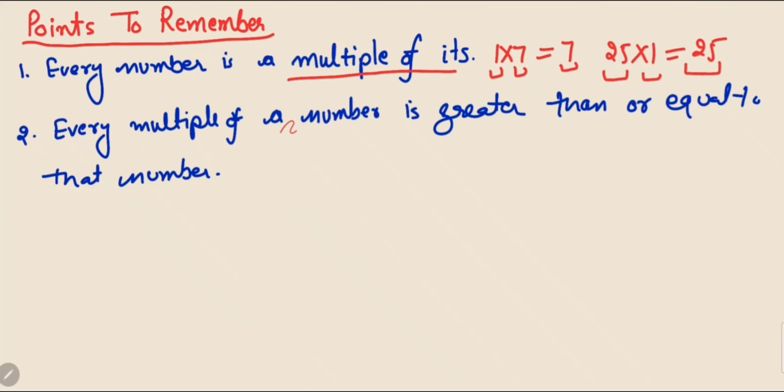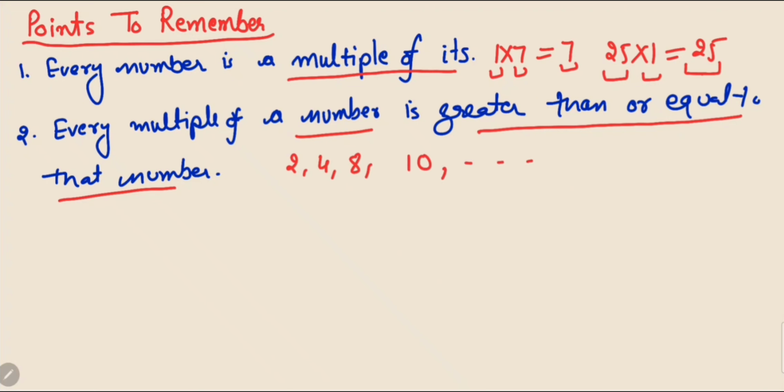Next is every multiple of a number is greater than or equal to that number. For example, the multiples of 2 are 2, 4, 6, 8, 10 and so on. So they are always the multiples of that number. All these are greater than 2 or equal to that number, means 2.